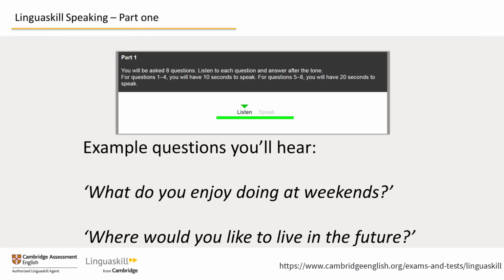You should also look for opportunities to use more complex grammar structures in the questions. In the second example question, you can see that you should use future tenses in your response. And you are also given the opportunity to use conditionals here, such as, if I could live anywhere in the future, I would choose to live by the sea. Remember, you need to accurately produce a variety of complex grammar structures with clear pronunciation if you want a higher score.